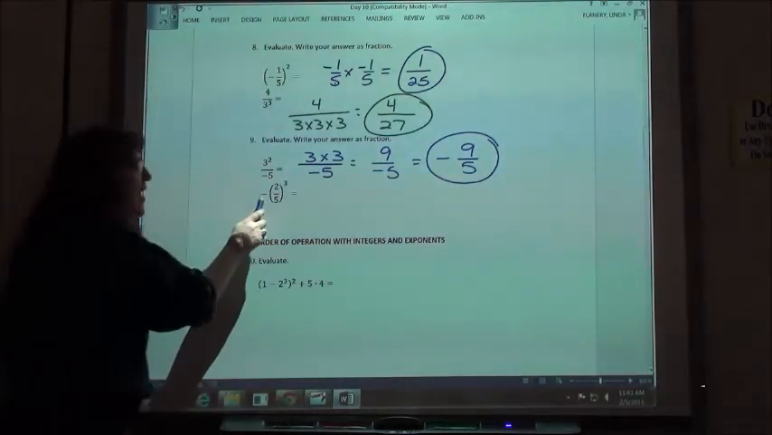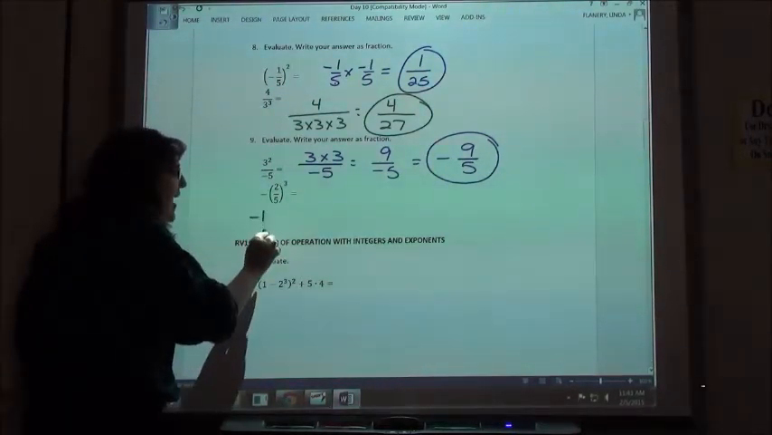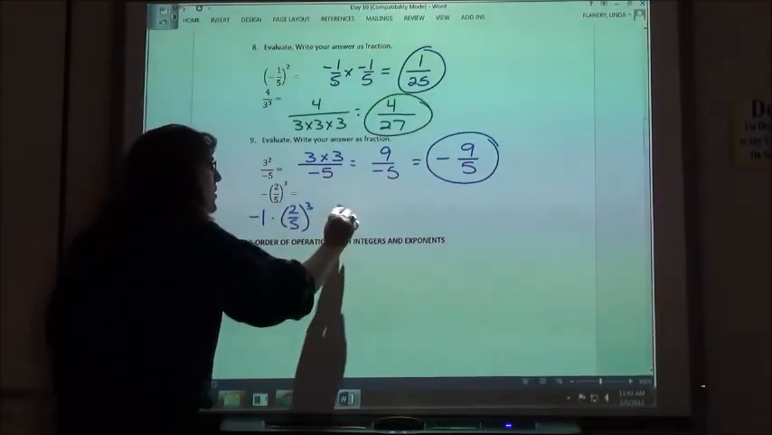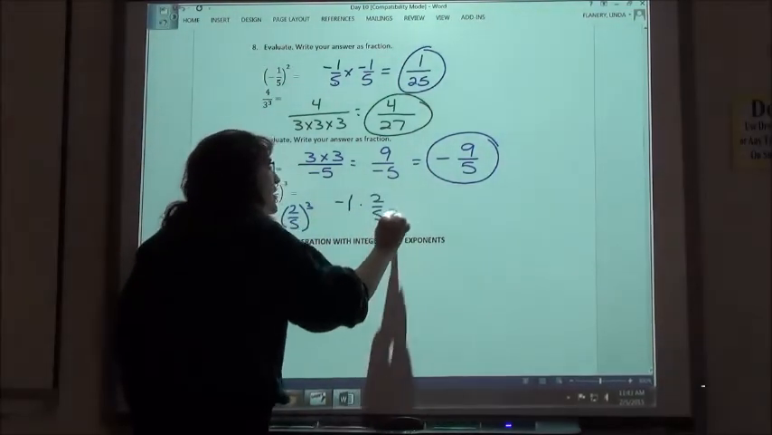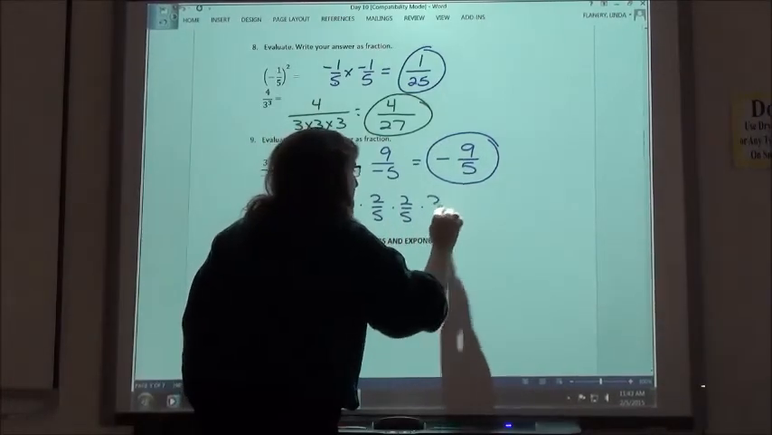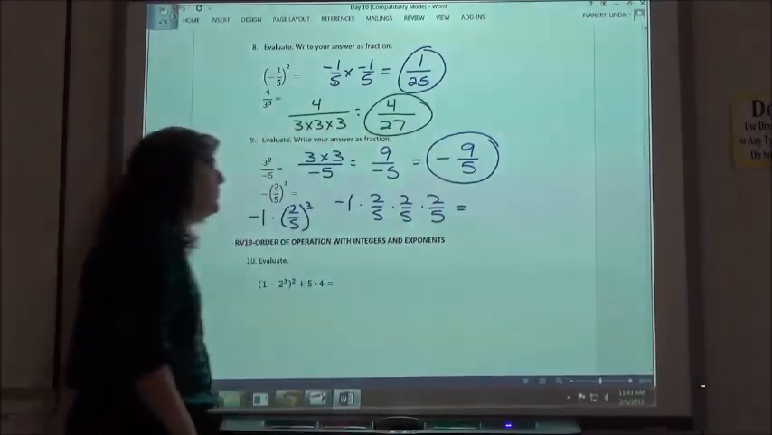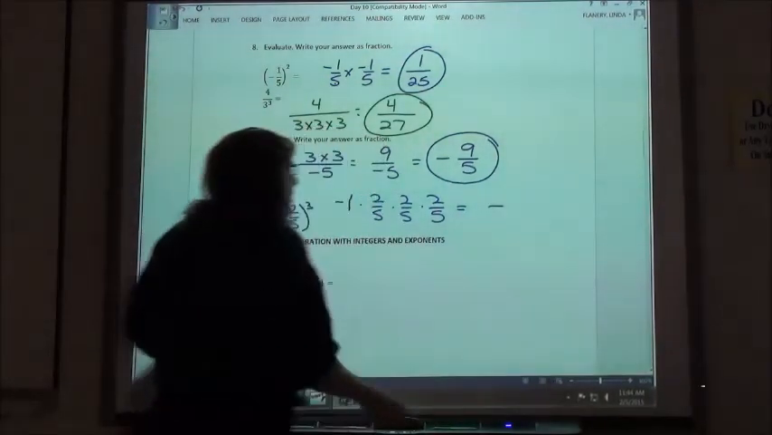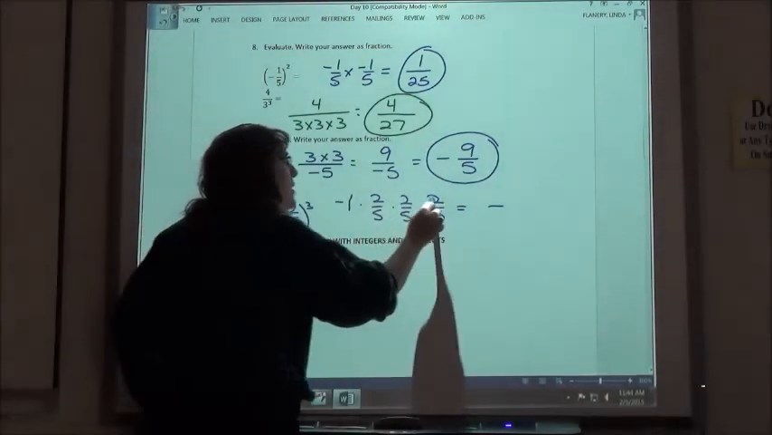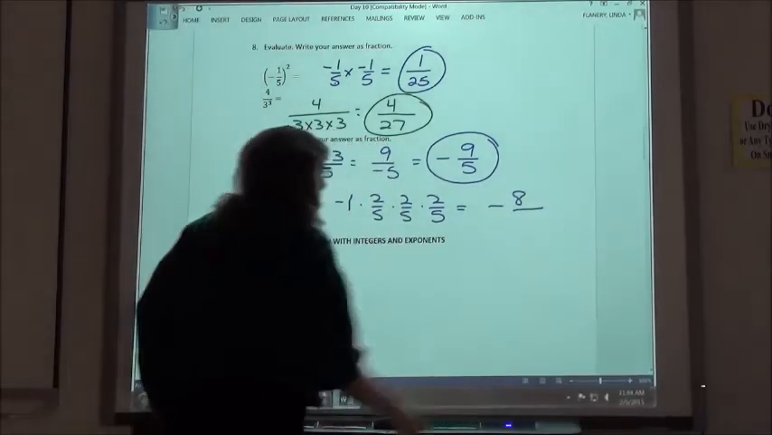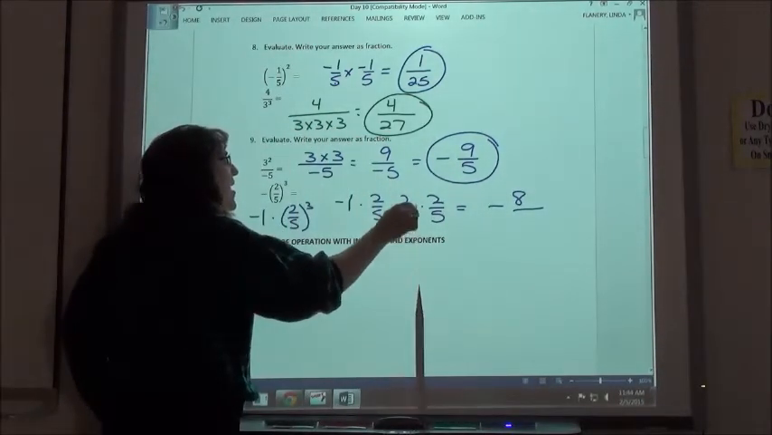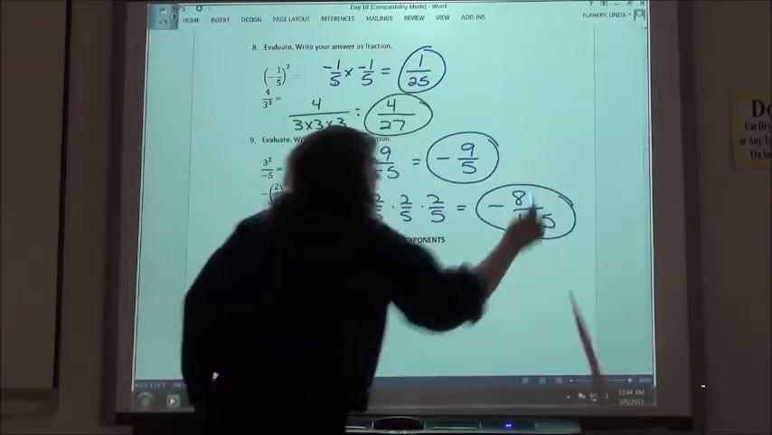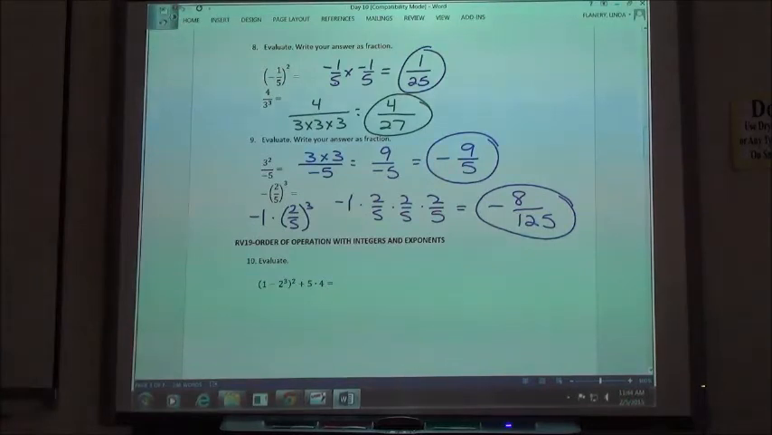This one again, the negative's on the outside. It means negative 1 times 2/5 cubed. So negative 1 times 2/5 times 2/5 times 2/5. I've only got one negative, which means my answer is negative. 2 times 2 is 4. 4 times 2 is 8. 5 times 5 is 25. 25 times 5 is 125. So I get negative 8 over 125.